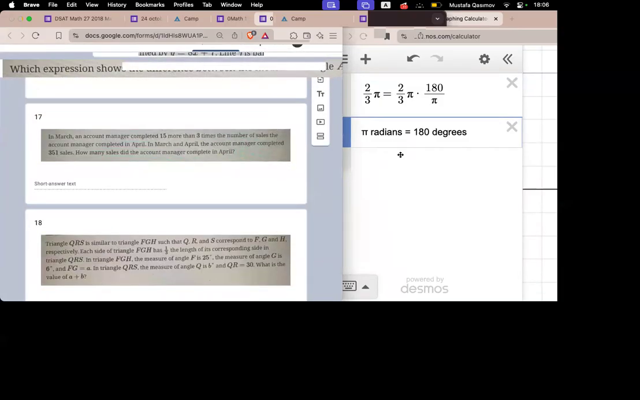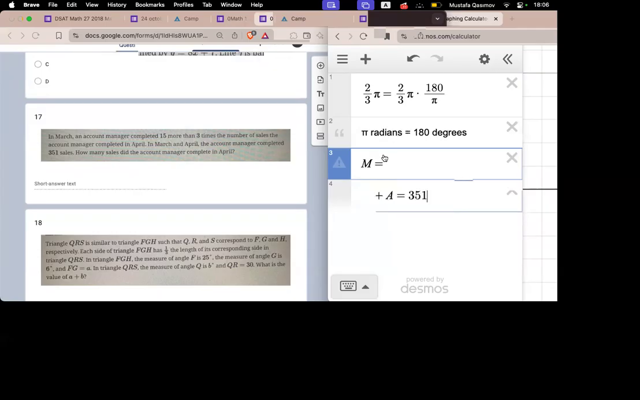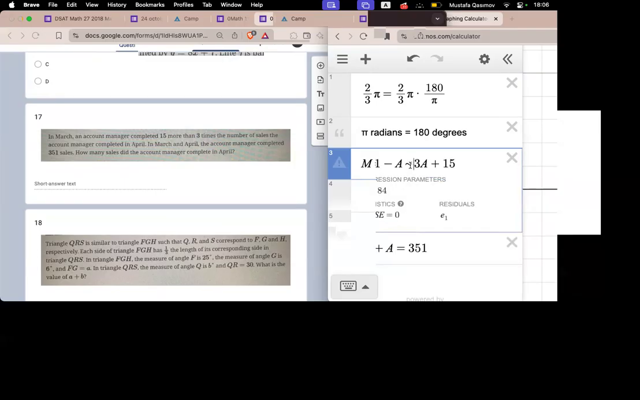In March, the account manager completed 15 more than 3 times April. So M is equal to 3A plus 15. And in March and April together, the account manager completed 351. M plus A is equal to 351. Then you just have to solve this equation. It asks about April, so let's write 351 minus A instead of M, and let's use it. And it is 84.